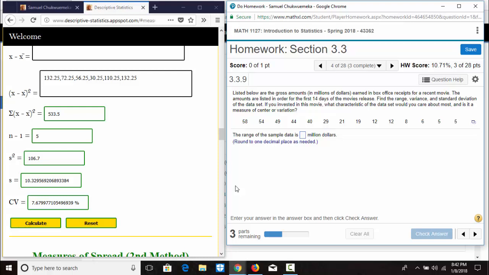Question 4. Listed below are the gross amounts in millions of dollars in box office receipts for a recent movie. The amounts are listed in order for the first 14 days of the movie's release. Find the range, variance, and standard deviation of the data set. If you invested in this movie, what characteristic of the data set would you care about most? Is it a measure of center or a measure of variation?